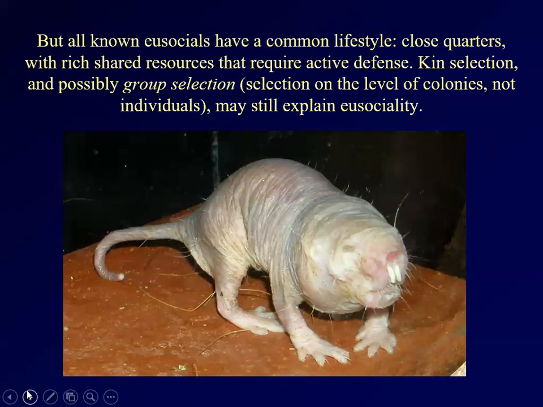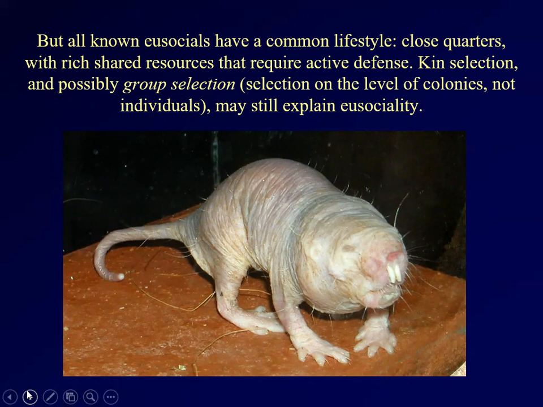We do know that all known eusocials do share a common lifestyle, whether they are honeybees or naked mole rats. That's what a real naked mole rat looks like. They're not quite as cute as the ones on Kim Possible, if memory serves. Right. They live in very close quarters. They've got very rich resources, like all of the nectar and all of the pollen in honeybee colonies. And those rich resources that are shared require active defense.